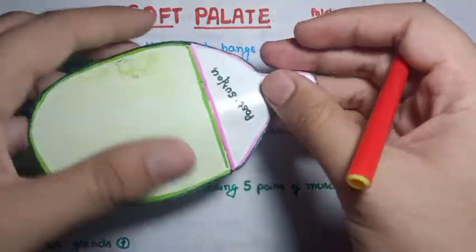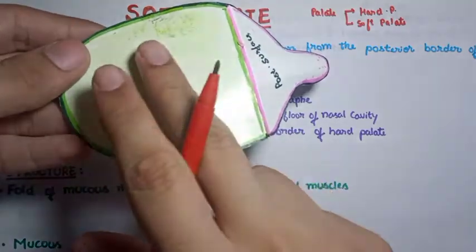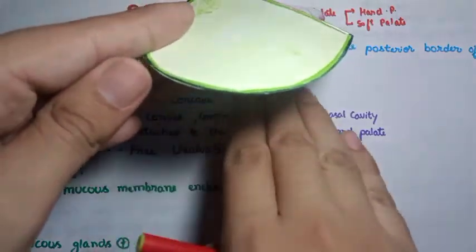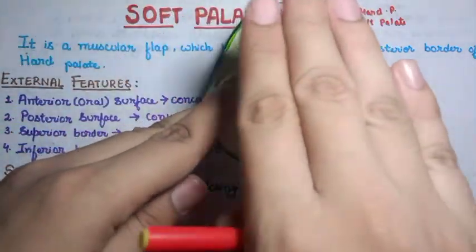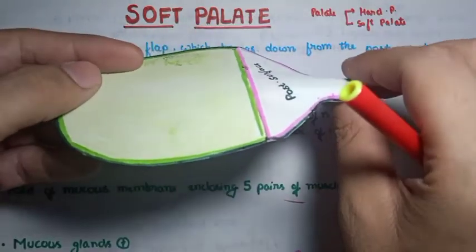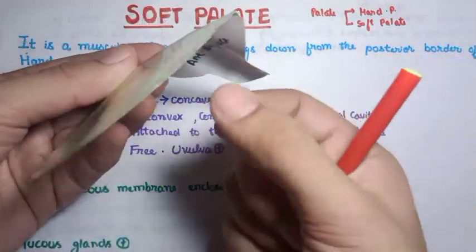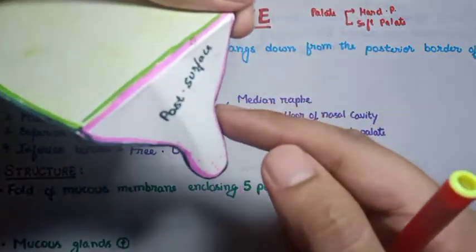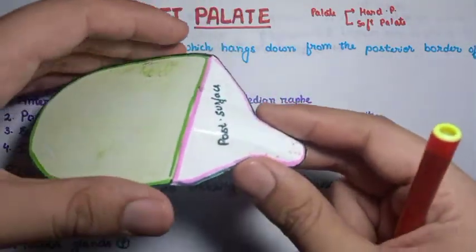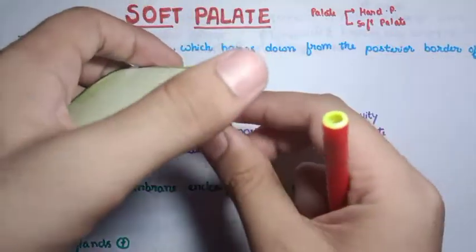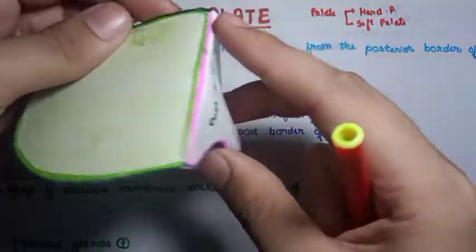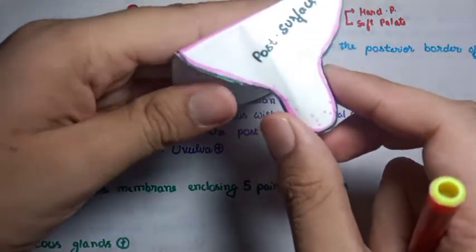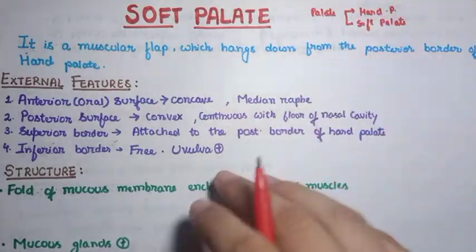So it is not straight. The hard palate has only two surfaces, a nasal surface and an oral surface, or you can say a superior surface and an inferior surface. Downwards we have the oral cavity and above this we have the nasal cavity. The soft palate is bent like this. So it has an anterior surface, a posterior surface, an upper border and a lower border. So the 4 external features of a soft palate include the two surfaces, an anterior surface and a posterior surface, a superior border and an inferior border. Along the inferior border we have a conical projection which is called the uvula, which we will study in the upcoming part of this video.